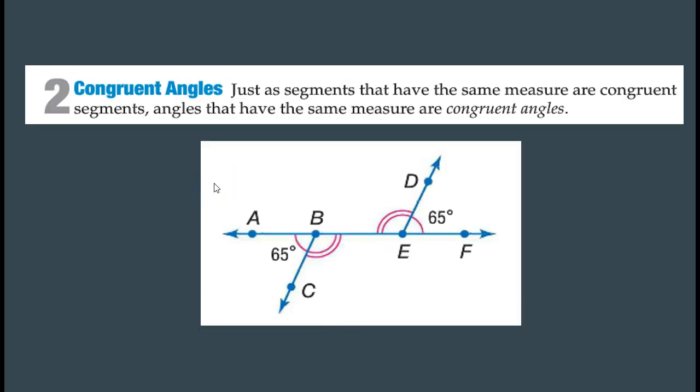Just as segments that have the same measure are congruent segments, angles that have the same measure are congruent angles. So this angle here is 65 degrees. This one's also 65 degrees. These two with the two lines here, that also means, because they have the same amount, that they are also congruent.